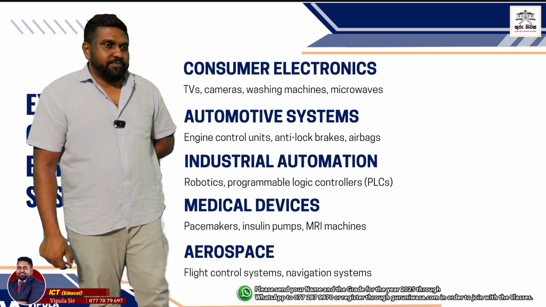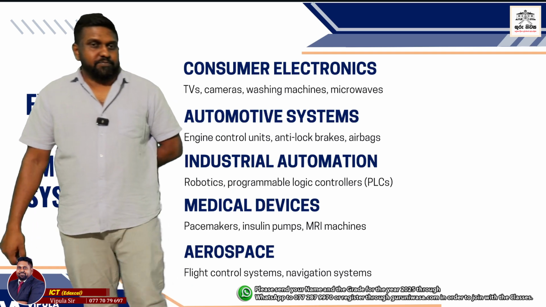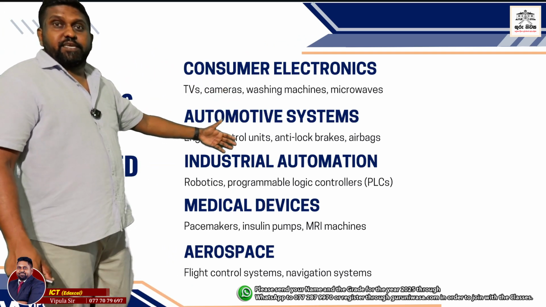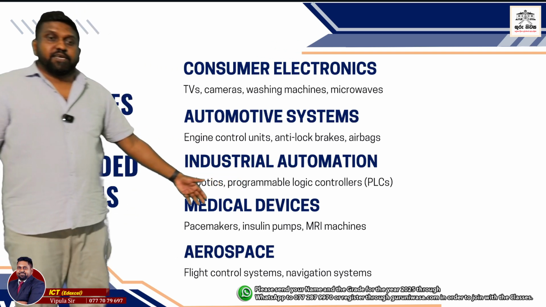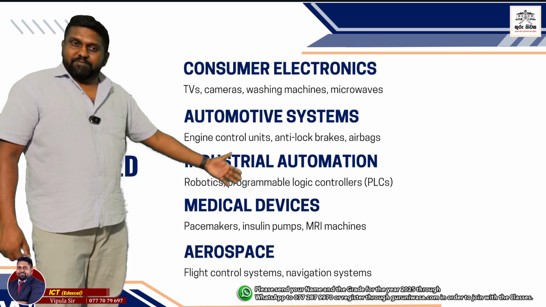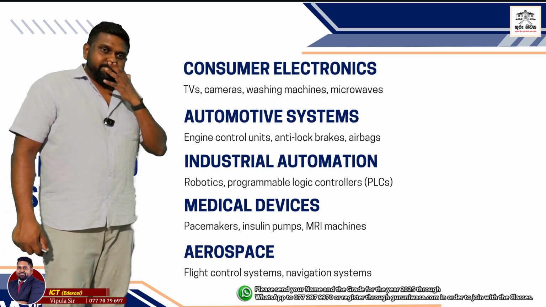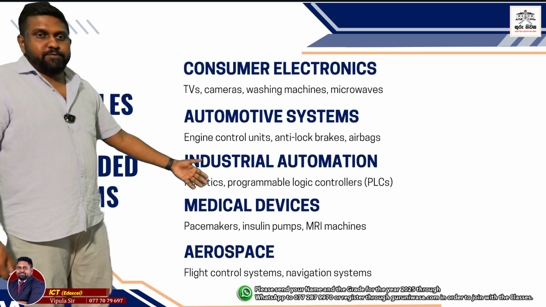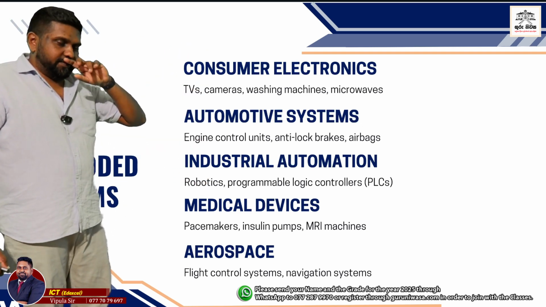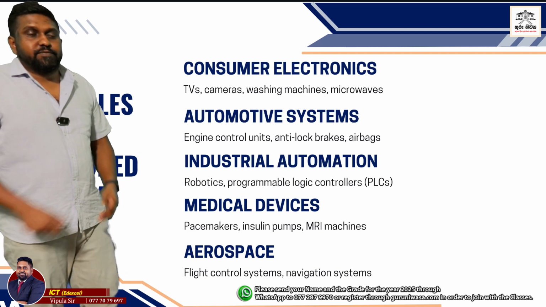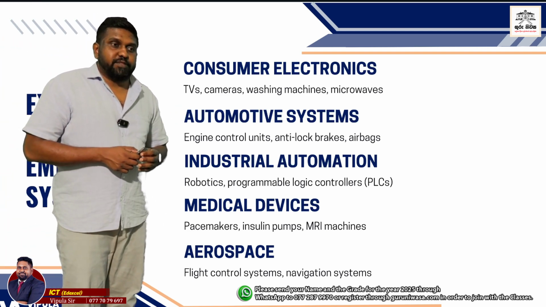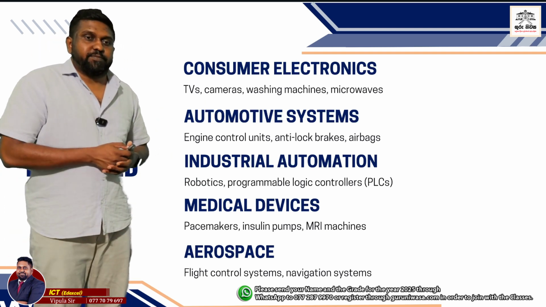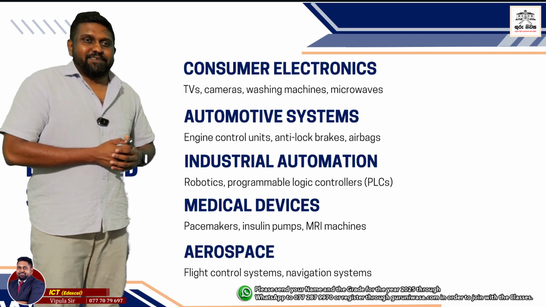examples for embedded systems. It's primarily consumer electronics, automotive systems, industrial automation, medical devices, as well as aerospace. Okay, so these are the primary areas where embedded systems can be used. So please do put this down. I think we'll be discussing this again when we go through the revision as well. But these are the primary points which you need to keep in mind and remember at the end.